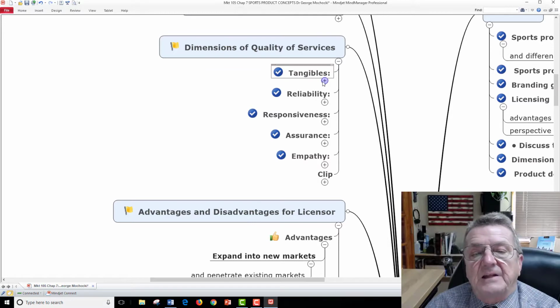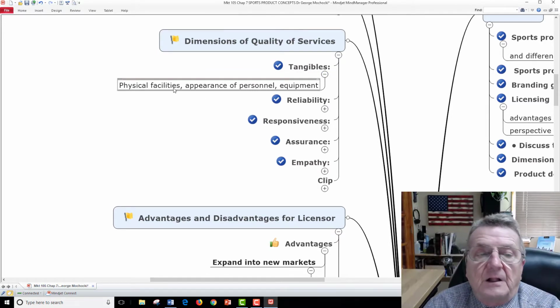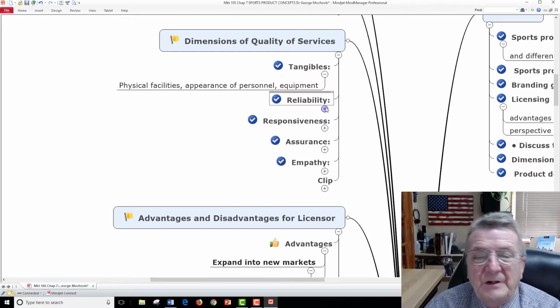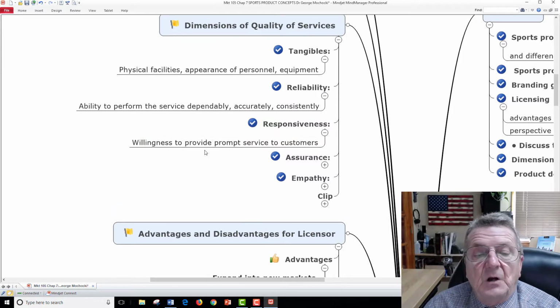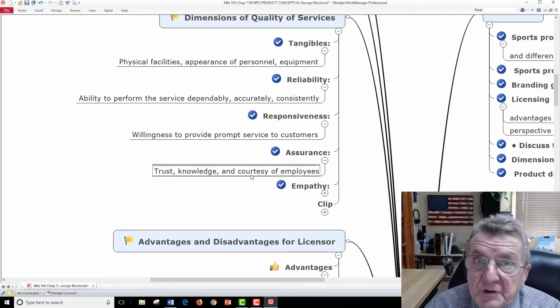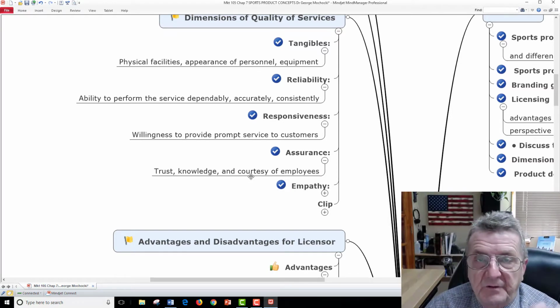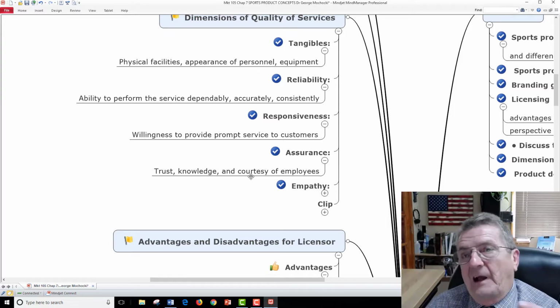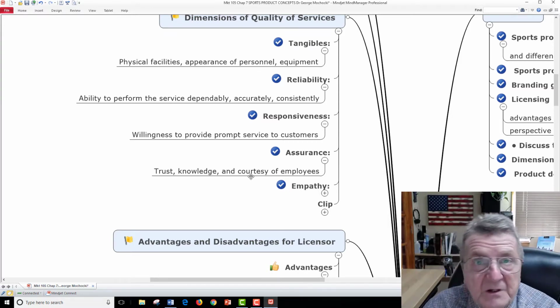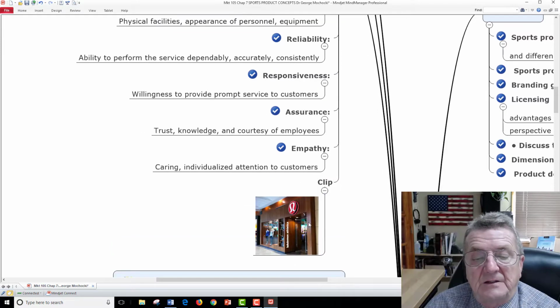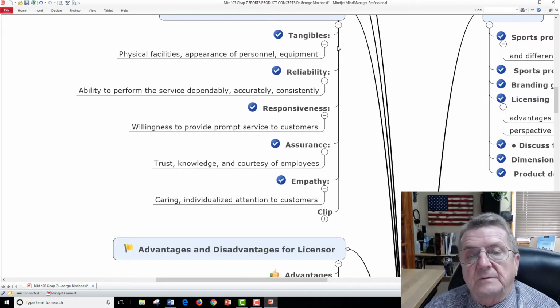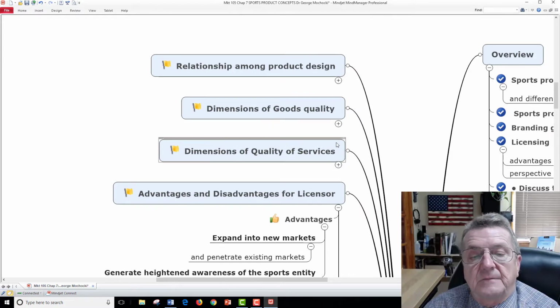Dimensions of quality of service. Tangibles, we talked about that, right? Physical: the facilities, appearance, personal equipment. Reliability: ability to perform the service dependably, accurately, consistently. Responsiveness: willingness to provide prompt service to customers. Assurance: trust, knowledge, and courtesy of the employees. You may be very courteous, but your employees, so yeah, I don't know, I hired him or her. You hired him. Train them or get rid of them, okay? Empathy: caring, individualized attention to consumers. And then here's a basic clip of a store out there, okay?